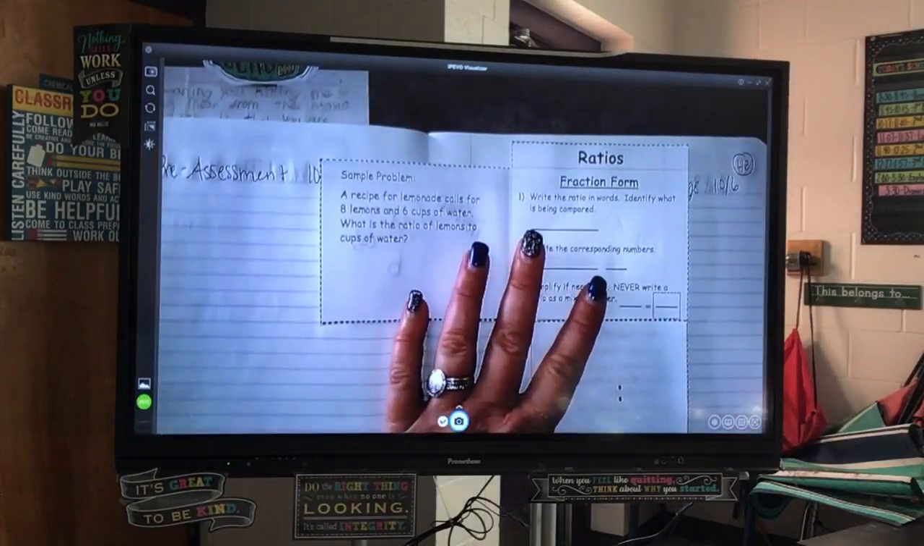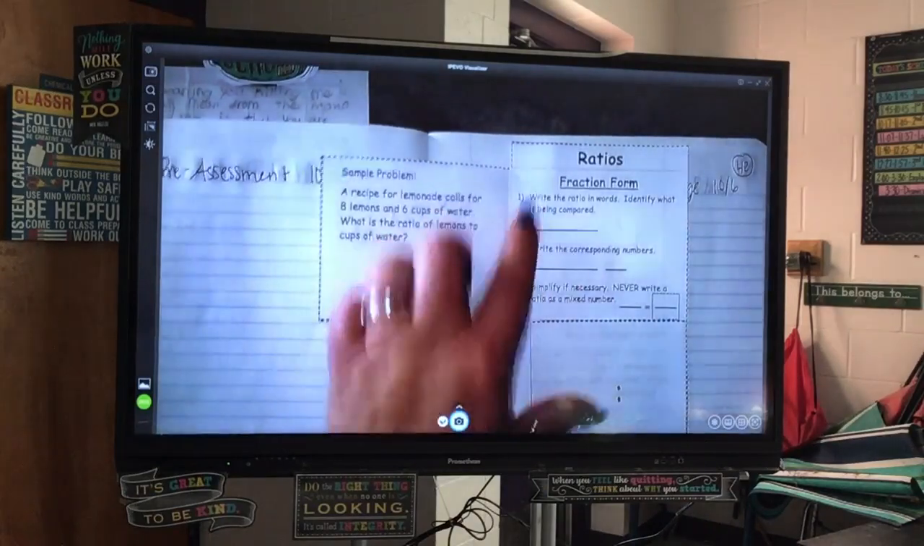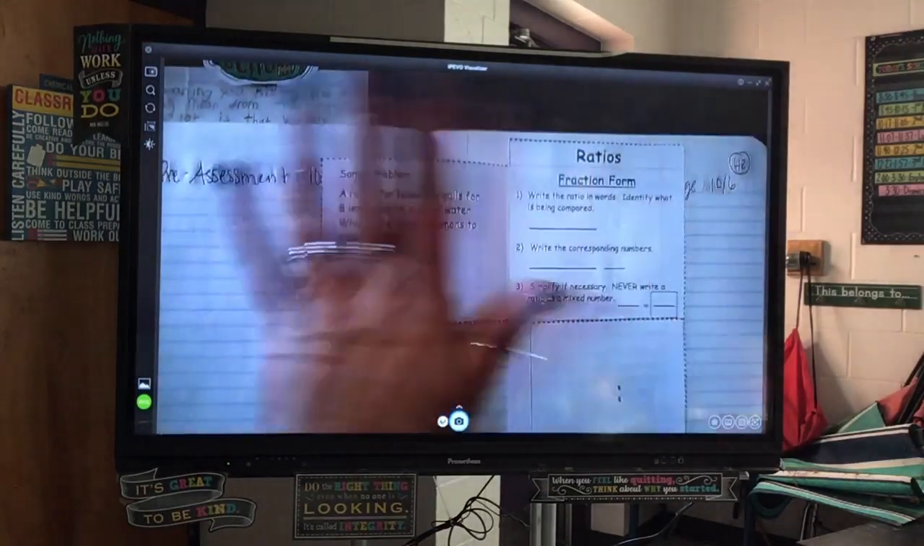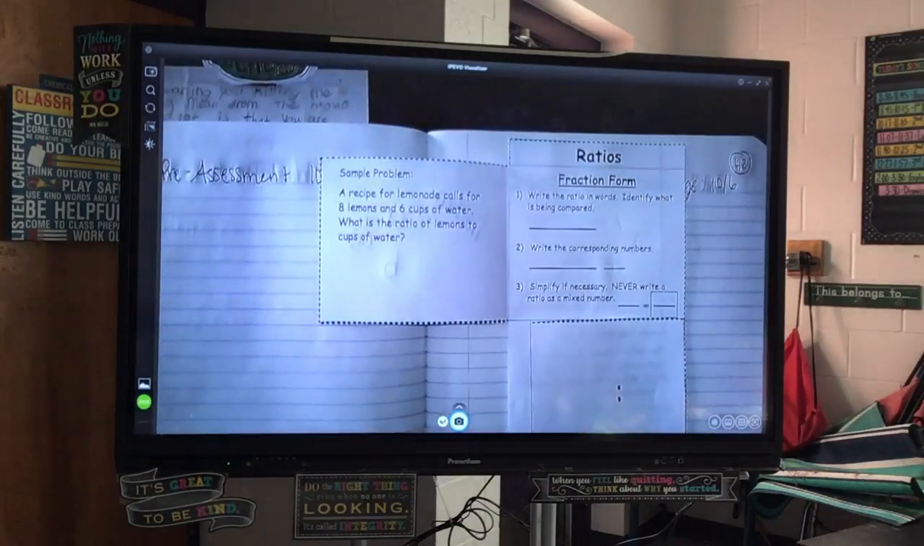So, when you are writing, we're going to fill this side out and then we're going to solve this problem. So it's going to be right, left. It's kind of going to be backwards from the way you normally think. But you're going to write the ratio in words, identify what is being compared, then you're going to write the corresponding numbers, and then you're going to simplify if necessary. You always try to simplify your ratios, just like fractions. Again, that's why we use fraction bars, because it's just a little bit easier.